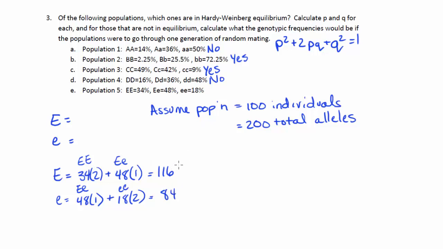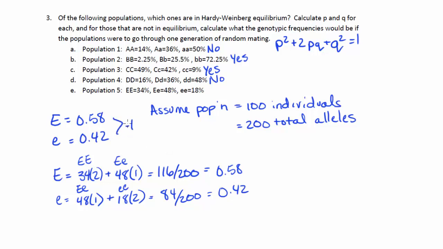Out of the 200 alleles that we have, the frequency of capital E is going to be 116 divided by 200. That gives us 0.58. Okay, so we can write that over here. That would be P, essentially. And then if we look at little e, it's 84 divided by 200, and that gives us 0.42. So that is our Q. I'll just remind you that when we look at P and Q, these should add up to 1, and they do in this case, so that's always a good thing to do if you just want to double check your math.